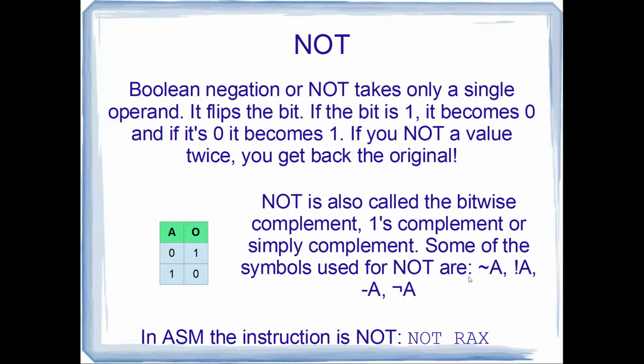NOT is sometimes called the bitwise complement, the ones complement, or just the complement. And some of the symbols you might see are these ones. I tend to use the exclamation mark myself, just from programming C all the time. And in assembly, the instruction is NOT, like this, N-O-T. Good stuff.